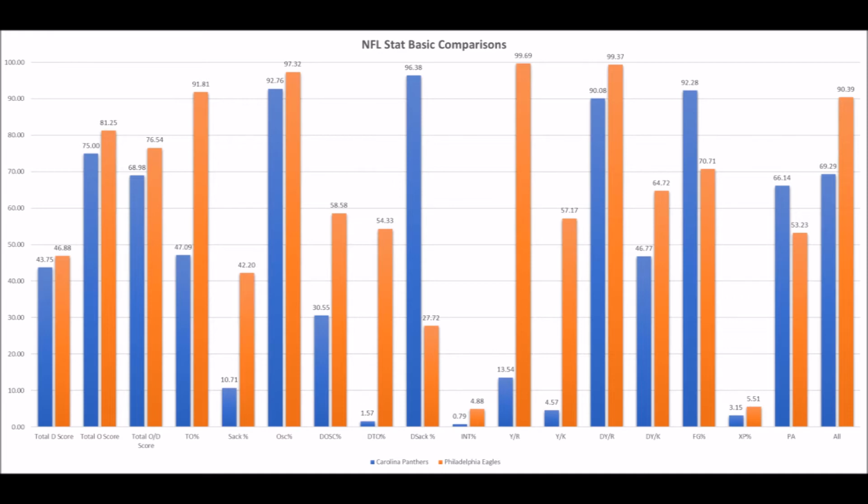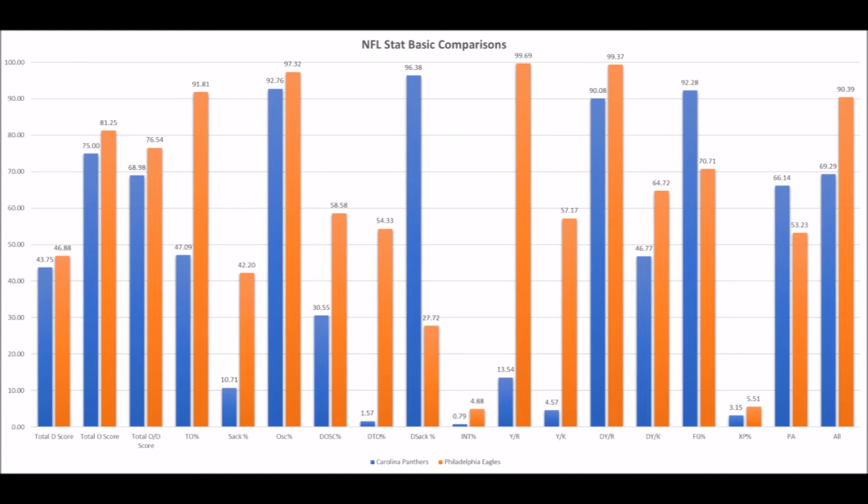The Eagles also have the advantage when it comes to creating turnovers. The Panthers have the advantage when it comes to creating sacks overall. And actually, the Panthers have really helped themselves out in this one category. They've really gotten better in terms of creating sacks as the season has gone on.